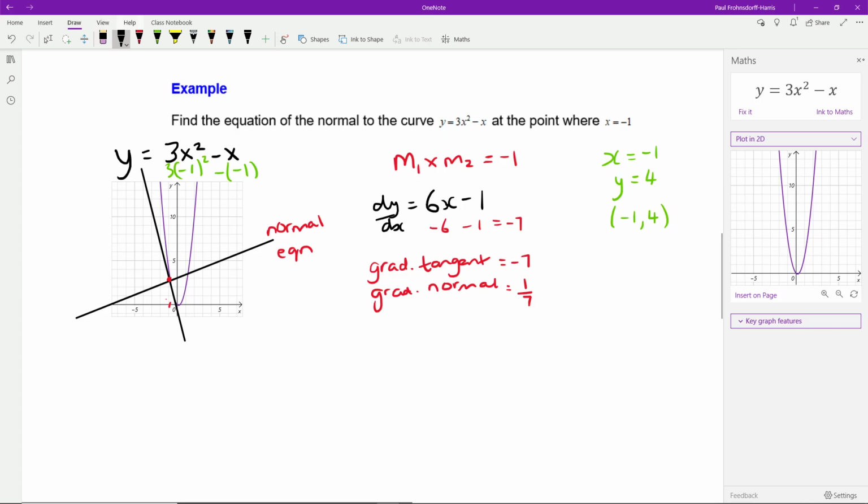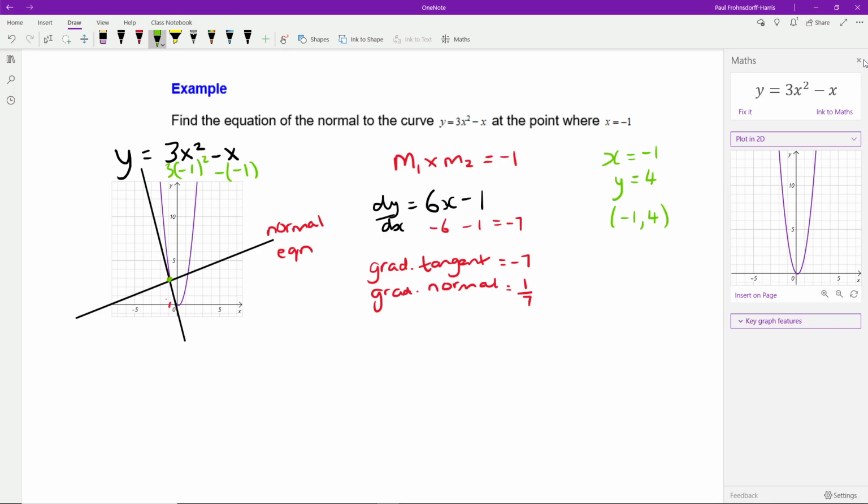Probably should have done it in green so we can see. This green point here, it was green the whole time, I don't know what you're talking about. That's the green point there. That's still the same point. The normal goes through the same point as the perpendicular, because it's perpendicular. It goes through the same point as the tangent.